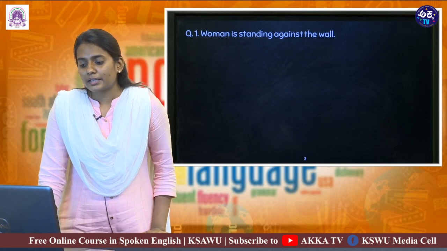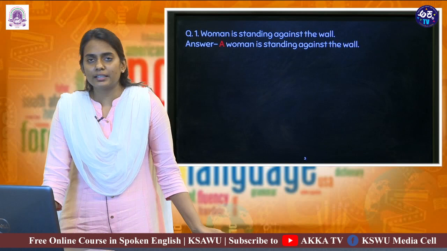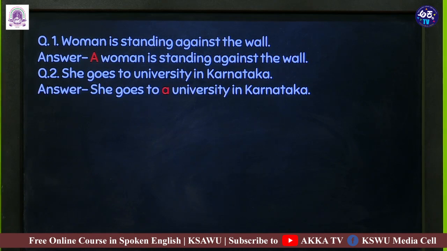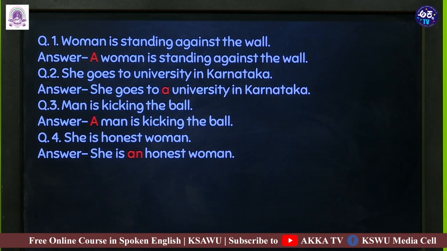Woman is standing against the wall. Answer: a woman is standing against the wall. She goes to university in Karnataka. She goes to a university in Karnataka. Man is kicking the ball. A man is kicking the ball. Then the fourth one: she is honest woman. She is an honest woman.